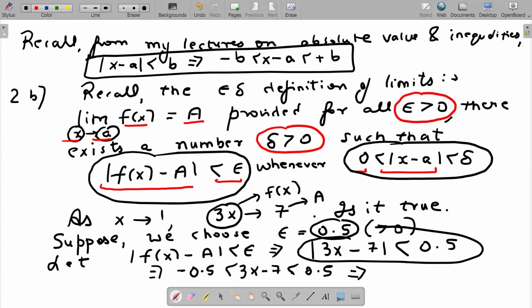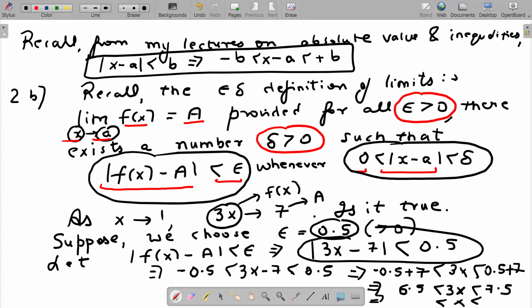which implies 3x will lie between what? Minus 0.5 plus 7, 0.5 plus 7, which implies 3x lies between 6.5 and 7.5, which implies x lies between what? If I solve this further, divide both sides by 3, guys. 6.5 by 3 is 2.16. 7.5 by 3 is 2.5. So x lies between 2.16 and 2.5.